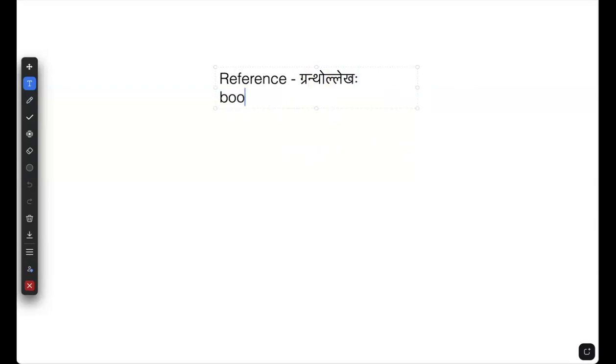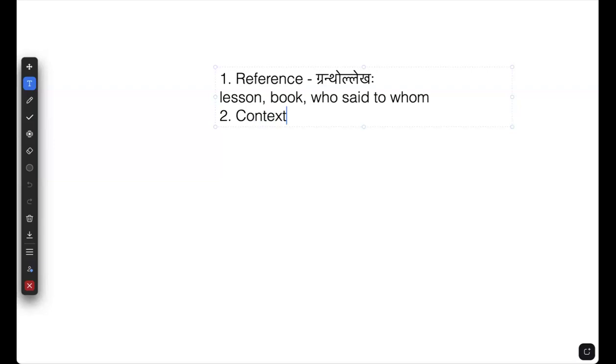You will write the book, who said to whom, and you will also need to write the lesson. So you can start with lesson and book, and then you can say who said to whom. So this will be your first point. If it is not a who said to whom, but just a lesson thing, then we just say this is taken from this lesson and this book. You don't need that section. That's all.